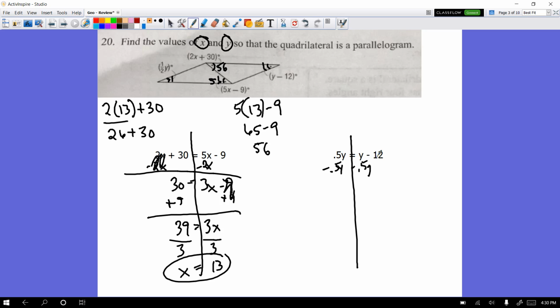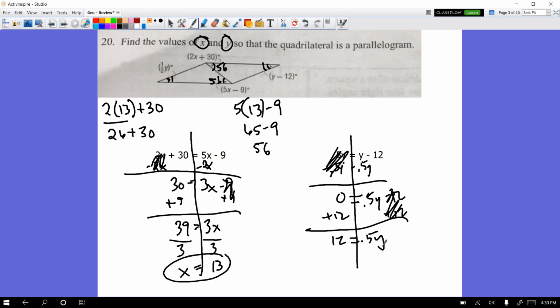If we have 1 and we take away 0.5, it's going to give you 0.5. So we want to get the numbers over all by themselves, so I'm going to do plus 12. This is just manipulating math right now. 0.5y equals 12. Now you divide by 0.5. How many times does 1/2 fit into 12? I'm going to tell you it's 24.